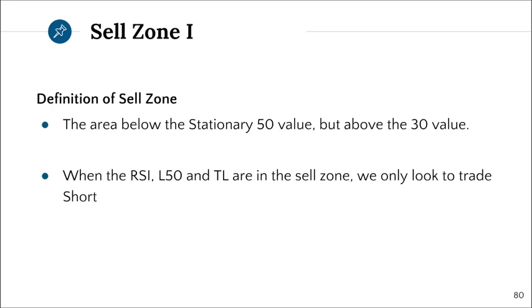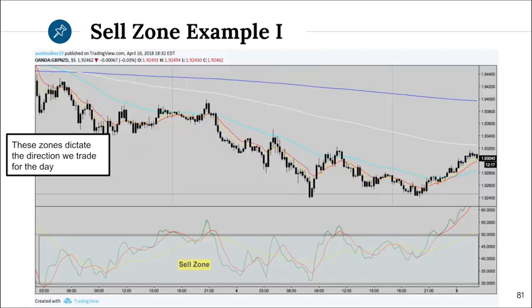Let's talk about the sell zone. I'm sure you understand now it's going to be between the stationary 50 value but above the 30 value. So the RSI, the liquid 50, and the trend line need to be in the sell zone for us to go short. We're then going to break that down even further here and look for those crosses. You want that RSI crossing through the moving averages to identify the entry signals.